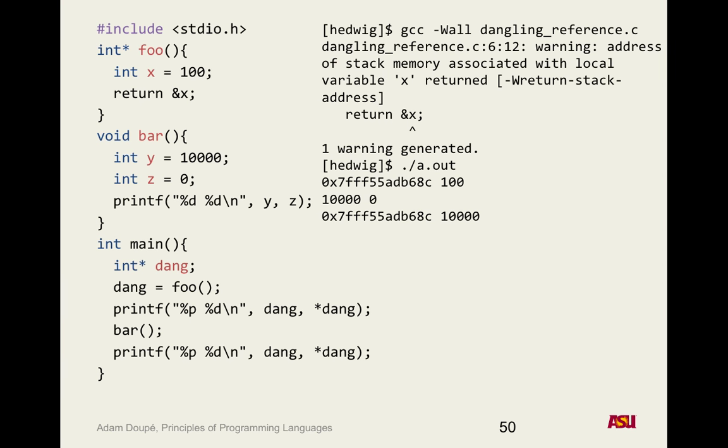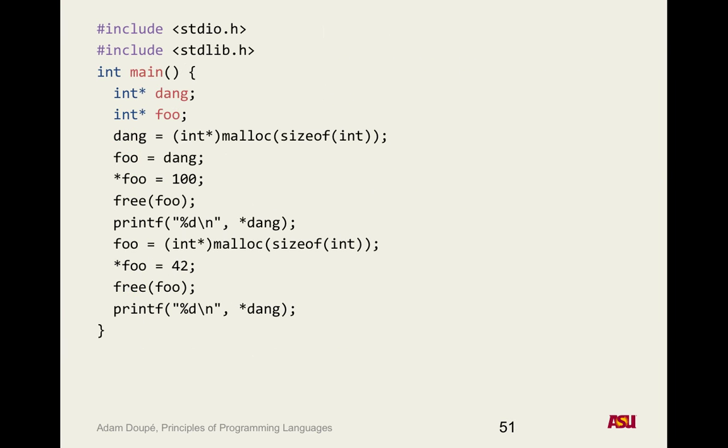Okay, so this is one thing. This is returning stack allocated memory, returning the address of stack allocated memory and trying to use it. So there's another way we can get a dangling reference. Here we have some code. We're declaring two variables, stack allocated. So dang and foo are both stack allocated, and they're both int stars.